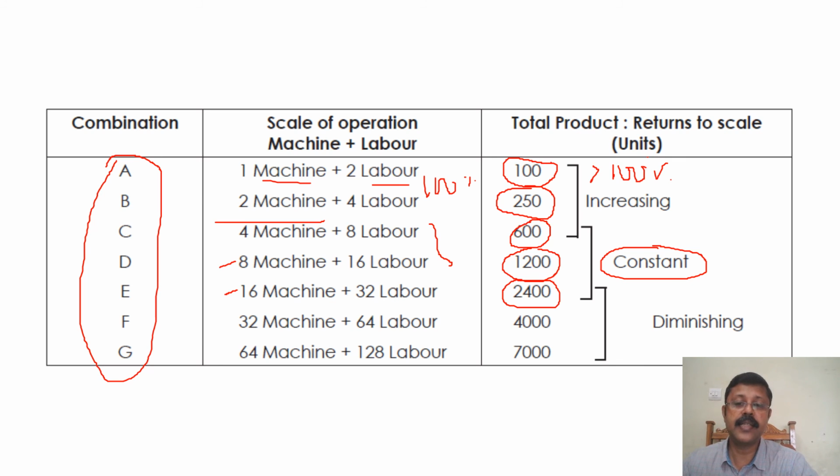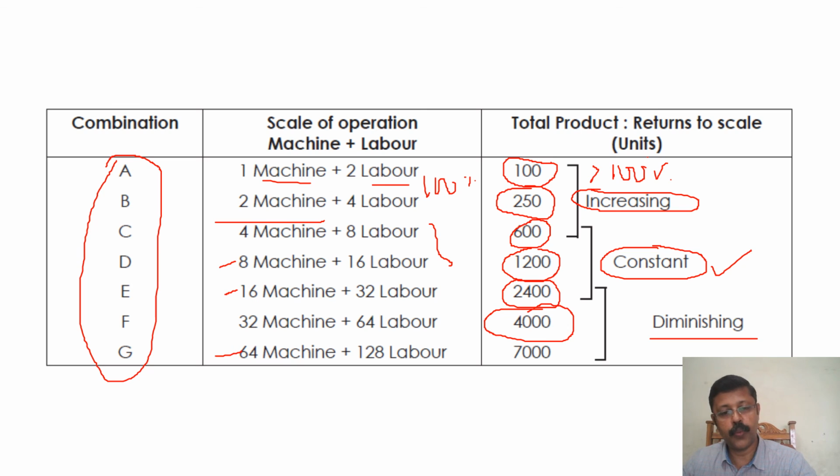Earlier we had increasing returns. That is, when you increase the inputs, your output increased disproportionately, more than proportionately. Now here in the second case we only have a proportionate increase. And the third stage is diminishing returns. That is, you are still increasing the machines from 32 to 64. When you had 32 machines, we had 4,000 output.